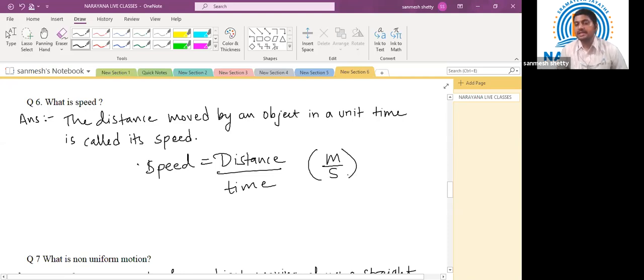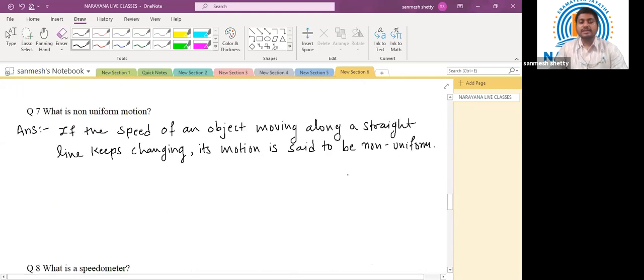I hope the point is clear. Let us proceed further to the next question. Question number 7 is, what is non-uniform motion?